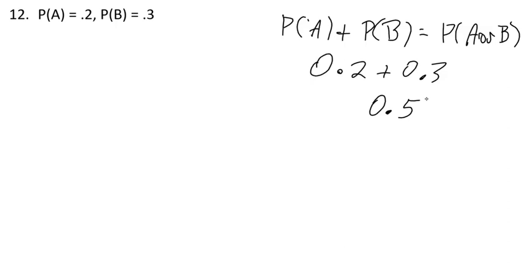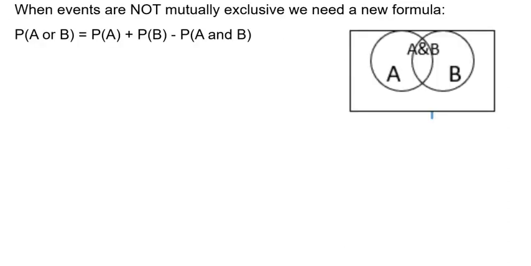And please leave your answer in the correct format with the correct number of decimal places as needed for 13 and 14. Now, notice these events are not mutually exclusive because there is an overlap right there. So they are not mutually exclusive. So we change our rule just a little bit. We're going to add A to B, probability of A plus the probability of B minus any overlap.